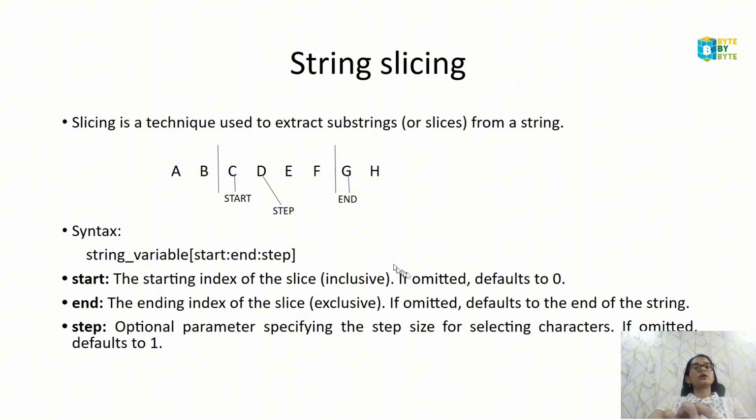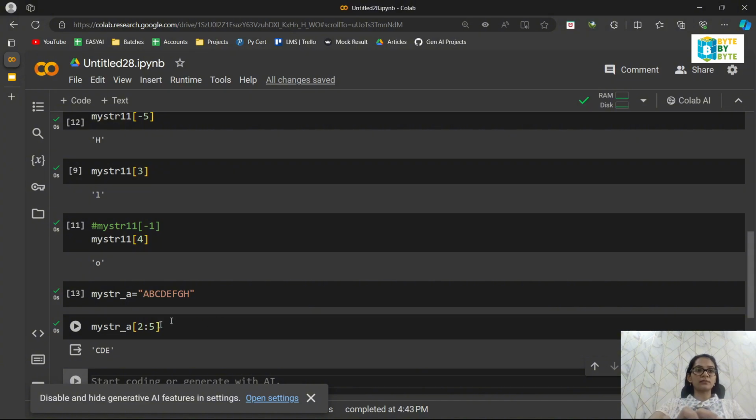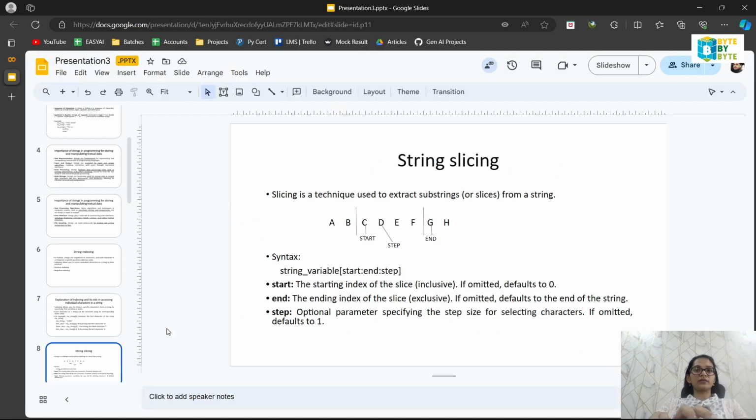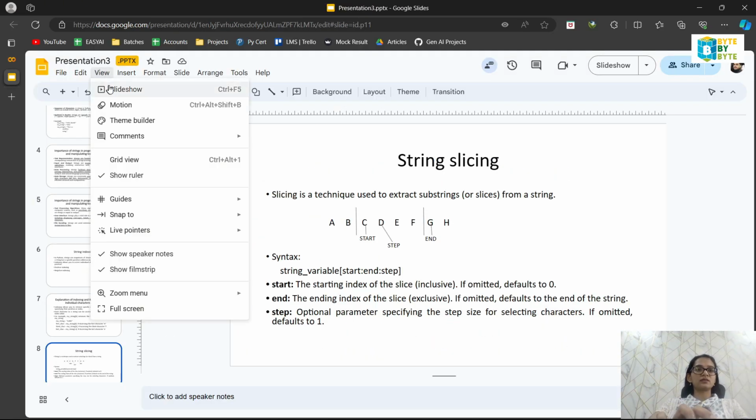Okay, now if you do not give any start, by default it will start at 0. If you do not give any end, it defaults to the end of the string. And if you do not give any step, as in the example we have just seen, by default it takes the step as 1. Okay, so let's see the next slide.